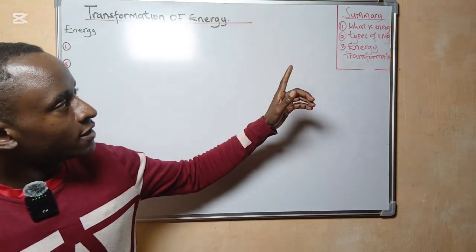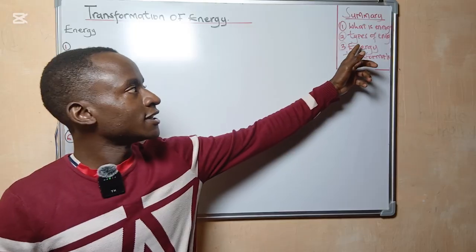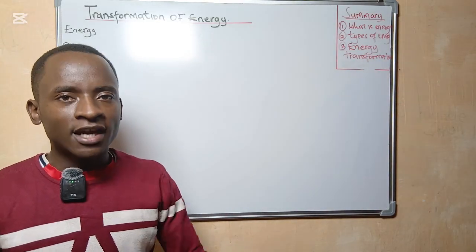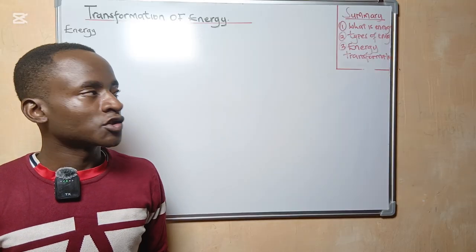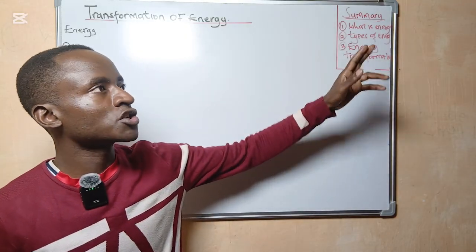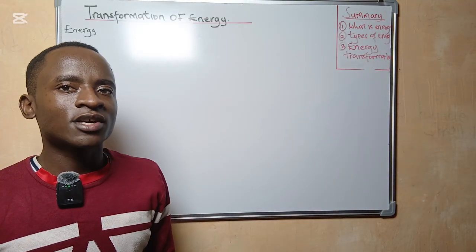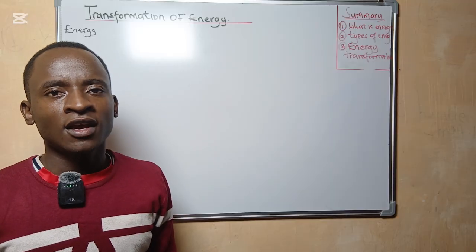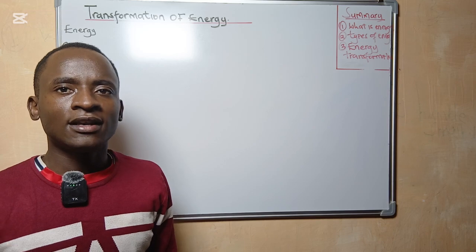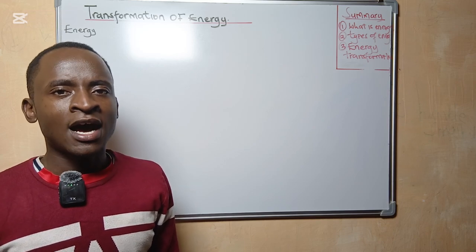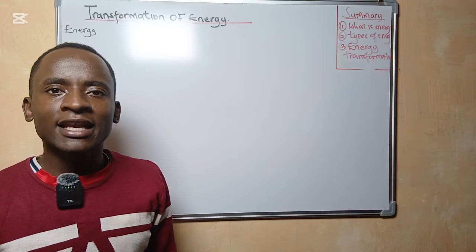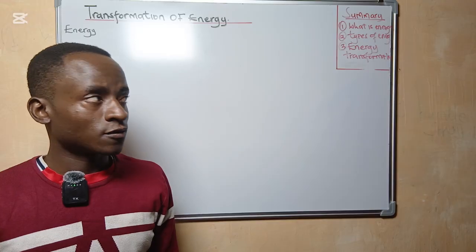Number 2, still in our summary section, we will talk about the types of energy, or the forms of energy, the types of energy that exist. After talking about the forms of energy, lastly, we'll talk about energy transformation in nature, or in day-to-day life. How does this energy transformation help us in our daily activities? How does it help natural phenomena to occur? How does it play a role in natural phenomena?